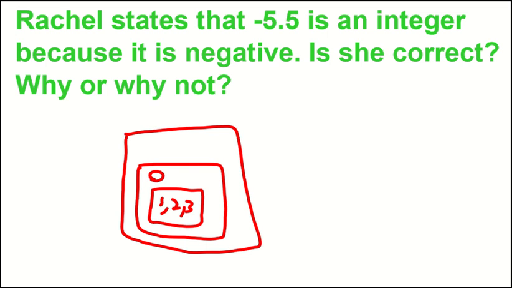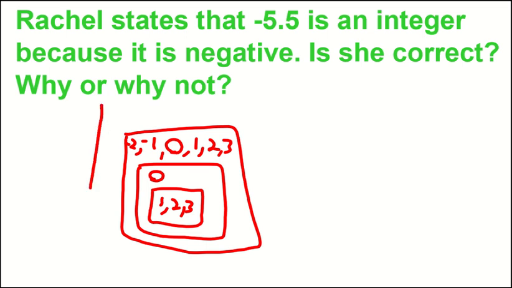Integers include 0, like we had, our 1, 2, 3, our counting numbers, but it also includes the negatives of the counting numbers. So that's negative whole numbers that are included in integers. Is that a negative whole number? No, it's got a decimal.